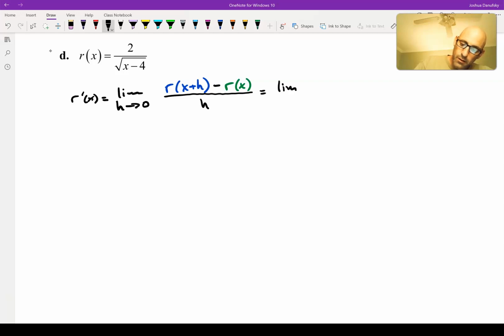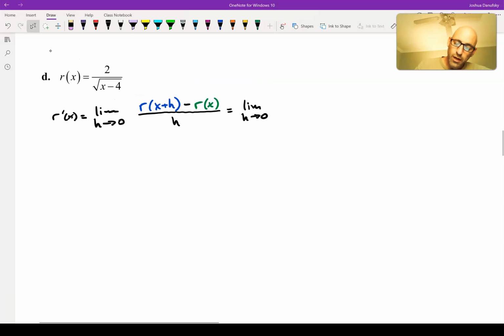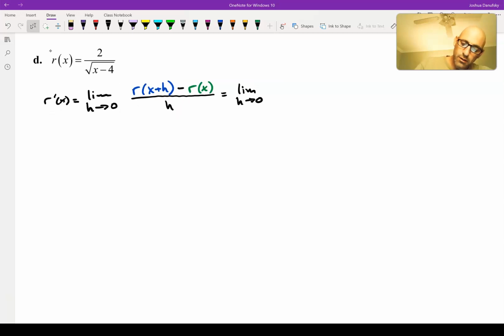So plugging in, limit as h approaches 0, we need to put x plus h in as our input into the green function. And so that's going to give us, actually let's wait on that. That's going to give us what? I said green function, I should have said blue function, right? 2 over the square root of x plus h minus 4. And then on the green part, we have 2 over the square root of x minus 4.